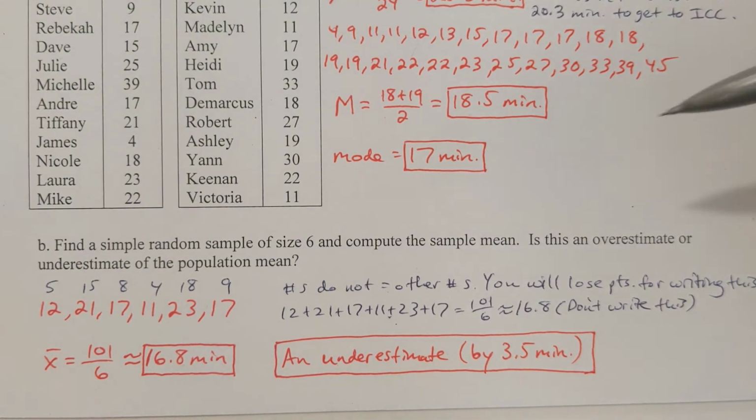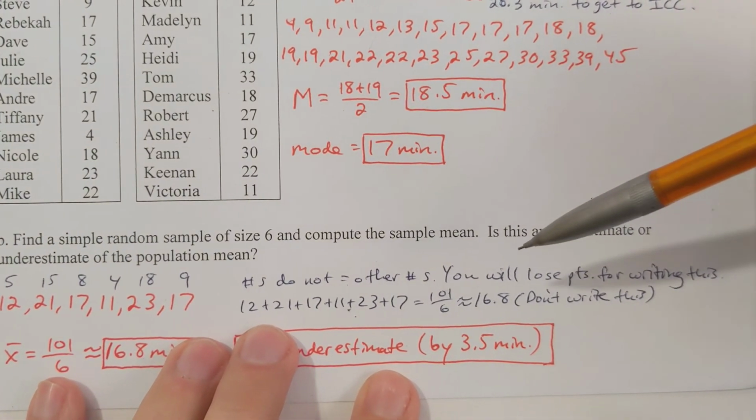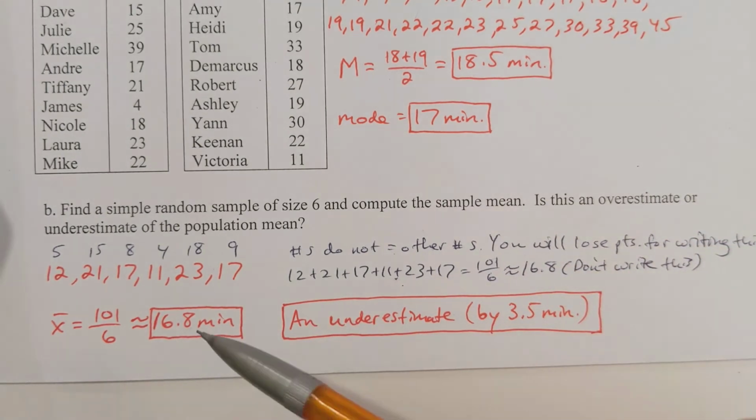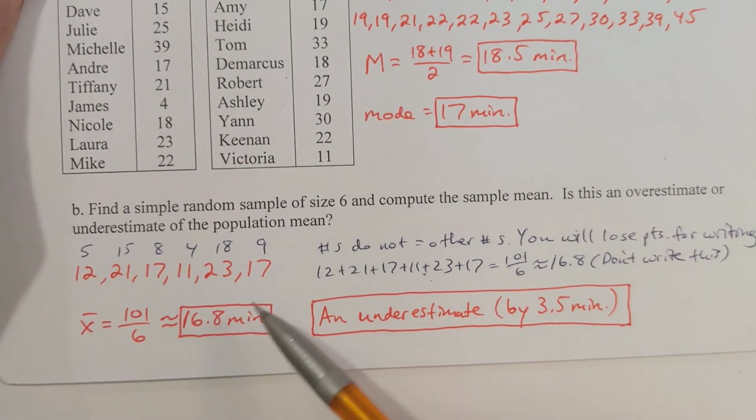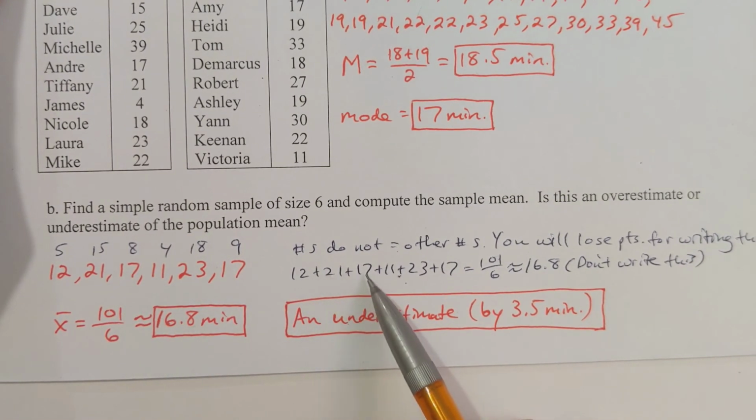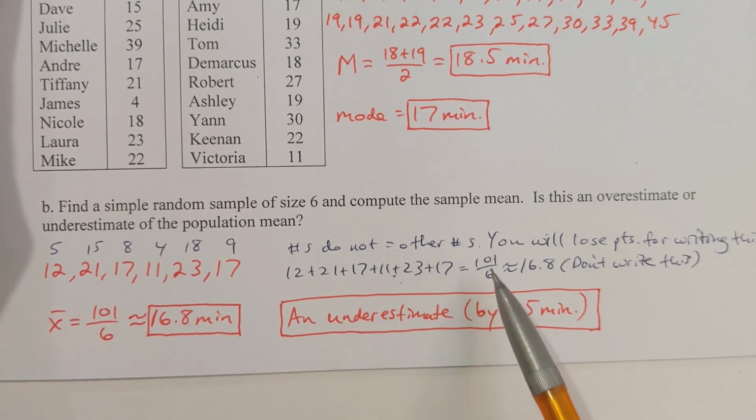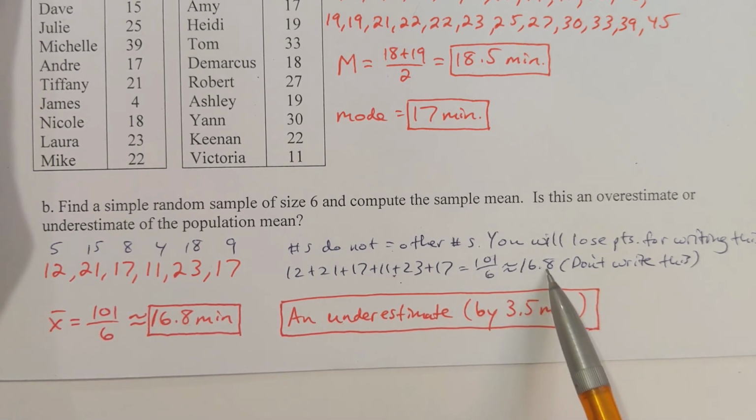I've got a note here saying that numbers do not equal other numbers. So here's a good example of where I sometimes see that. Suppose I want to find the mean. So I take 12 plus 21 plus 17 plus 11 plus 23 plus 17, and I get 101. And then I'm going to divide that by 6. 101 divided by 6 is 16.8, roughly.